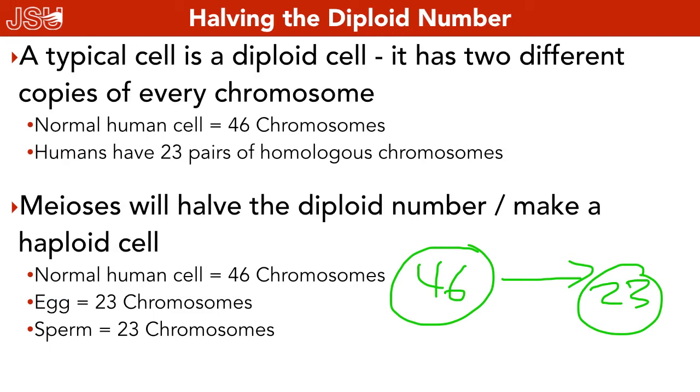Those 23 chromosomes, there should not be any homologous pairs in it. So for example, let's just say you have type AB blood. The egg or sperm cell you produce will either have the chromosome that has a B allele on it, or it will have a chromosome that has an A allele on it. 23 chromosomes, but they are not homologous pairs. These are homologous pairs. When you undergo meiosis and make that gamete at the end, you're going to have either one or the other. You will not have both.